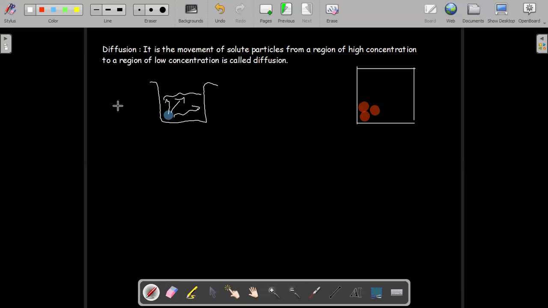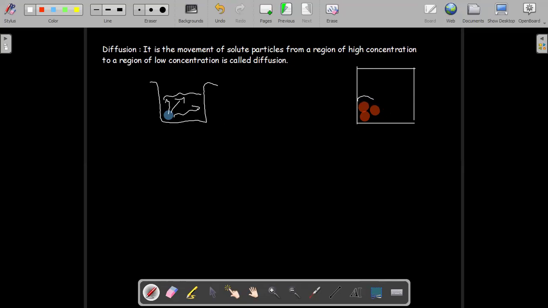From higher concentration to lower concentration. So from whose higher concentration? From the higher concentration of solute or from the higher concentration of solvent? Higher concentration of the solute. Yes. So these points have to be clear before we move on to osmosis, that we are considering here the concentration of solute particles. It is the high concentration of solute particles, and the particles are moving from a region of high concentration to a region of low concentration.